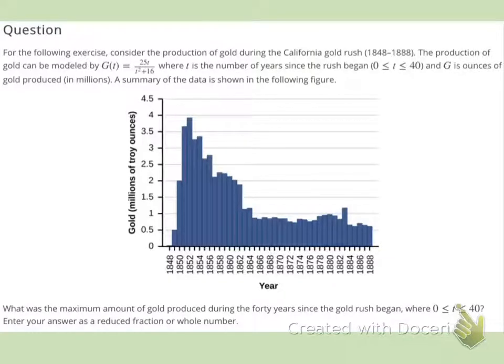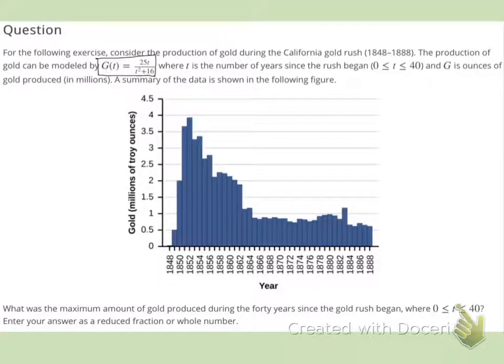So for our last practice problem, we have this question, and it says that the production of gold during the California gold rush between 1848 and 1888 can be modeled by this function here, G of t equals 25t over t squared plus 16, where t is the number of years since the rush began, with t being between 0 and 40.